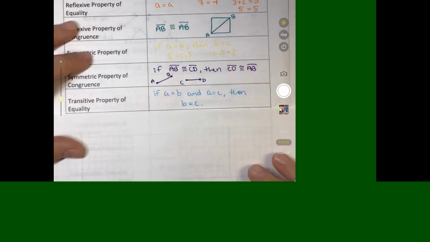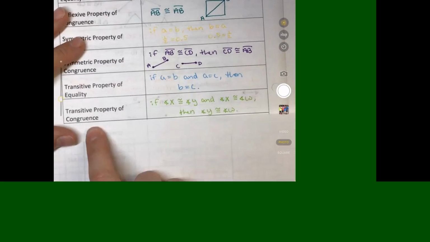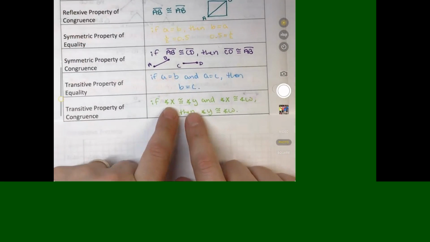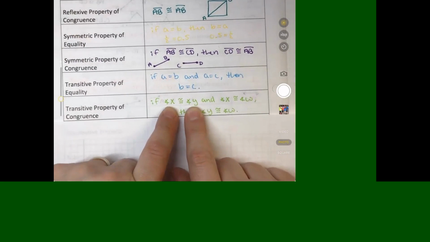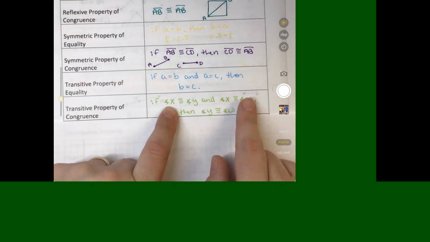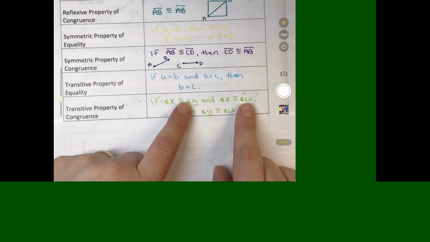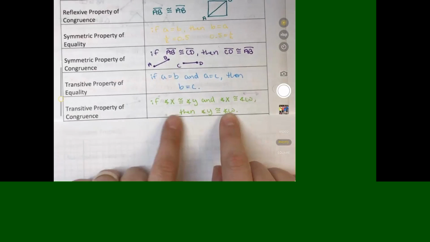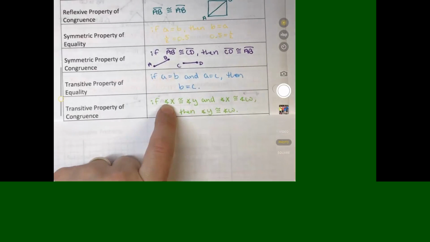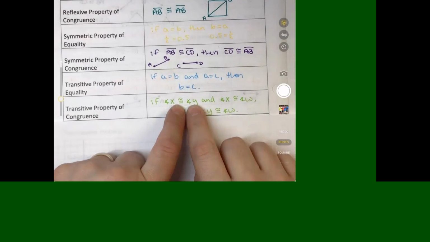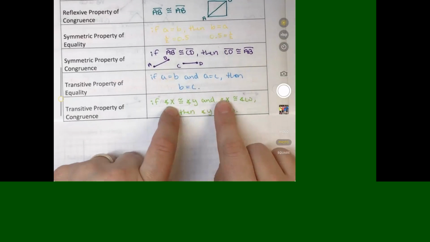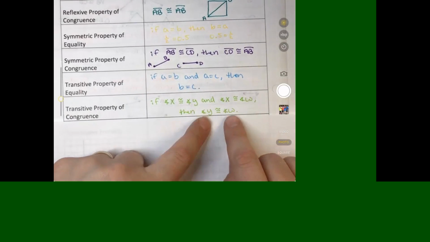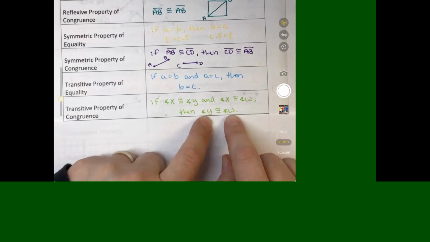All right. So for congruence, the transitive property of congruence says that if I have angle X and it's congruent to angle Y, and angle X is also congruent to angle W, well, what do I know? I know that angle Y and angle W are also congruent, right? If angle X is 10 degrees and angle Y is congruent to that, then it's also 10 degrees. If X is 10 degrees and W is also 10 degrees, because that means congruent, then Y and W are both 10 degrees.